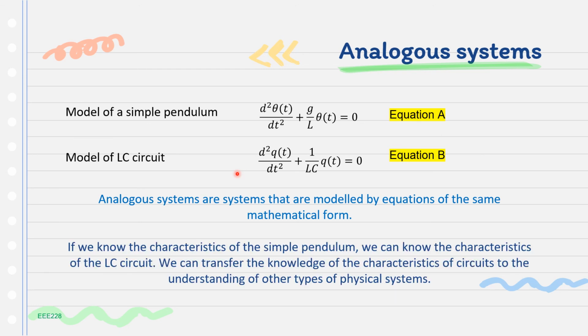So what does this mean? If we have two systems which are analogous, then what it means is that if we know the characteristic of one of the systems, then we can tell the characteristics of the other system, provided that these two systems are analogous. So knowing the characteristic of one system, we can tell the characteristic of the other system, provided that both of the systems are analogous systems.